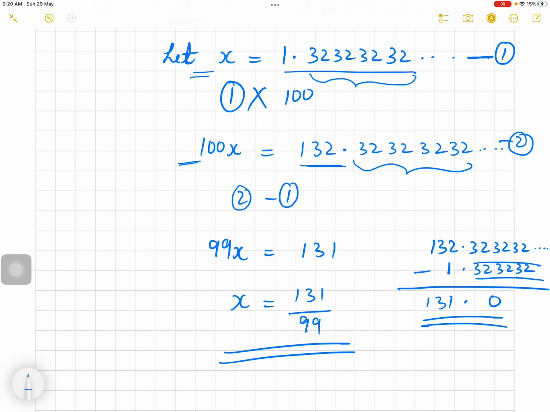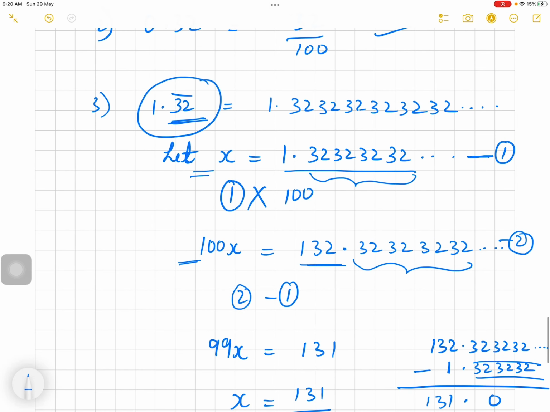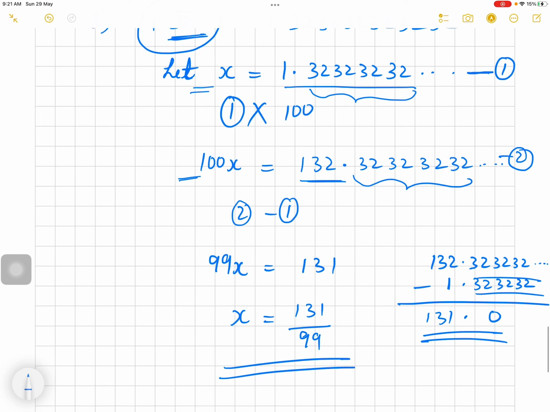So I can write this in the form of P by Q. Correct? Okay.